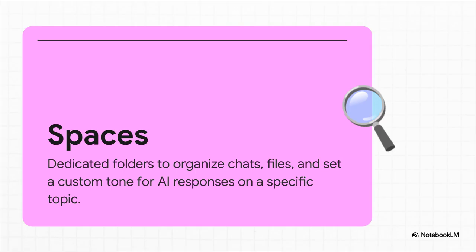And then there's this feature called Spaces, which is seriously one of the coolest things you get for free. Think of them like super smart folders for your projects. You can create a space for a topic you're digging into, upload all your files, and even tell the AI how to behave in that space, like always answer like a historian. It's just a brilliant way to keep everything organized.